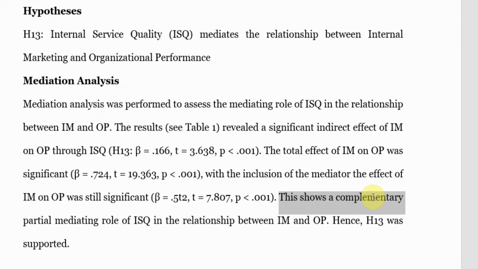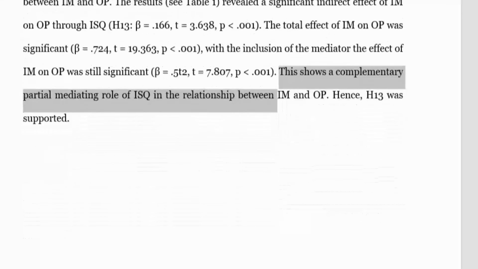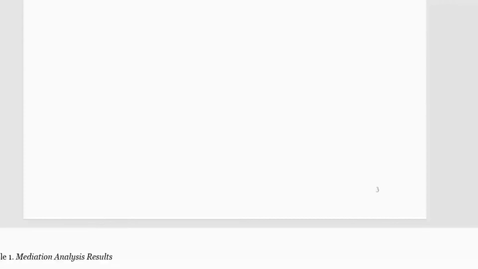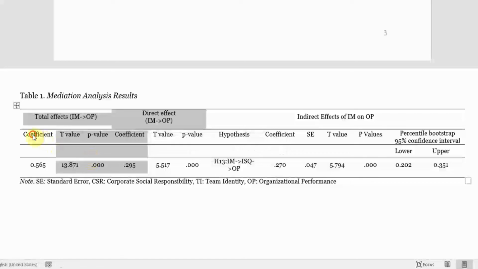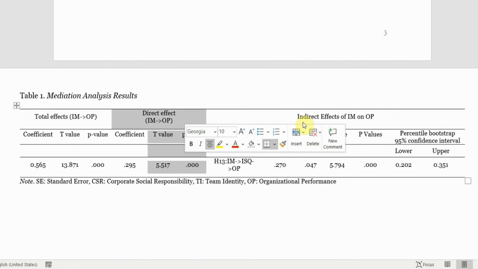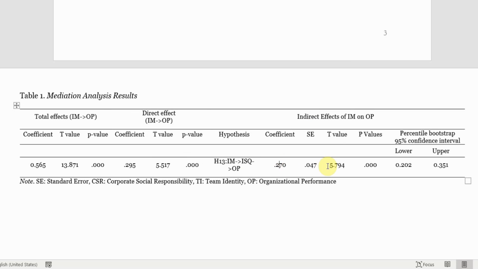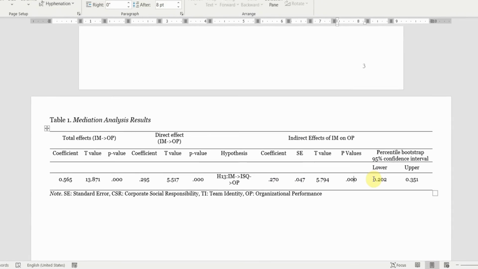Now this is complementary partial mediation. Why complementary? Because the sign of direct and indirect effect is the same. Hence H13 or H3 or whatever number you've given was supported. And again, mention the total effects like this, the coefficient, the t-value, the p-value, the direct effects like this, and then your indirect effects with the coefficient, standard error, t-value, p-value, percentile bootstrap.